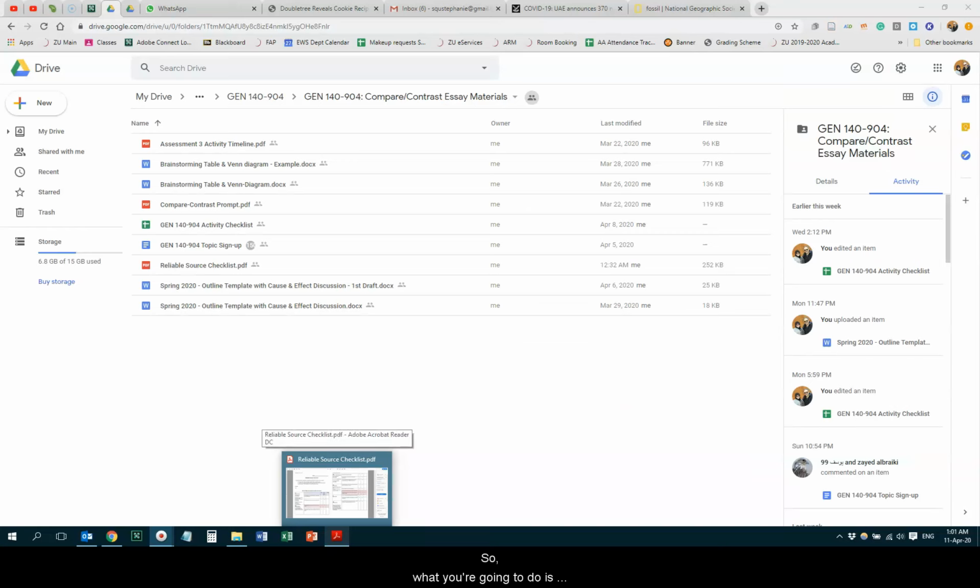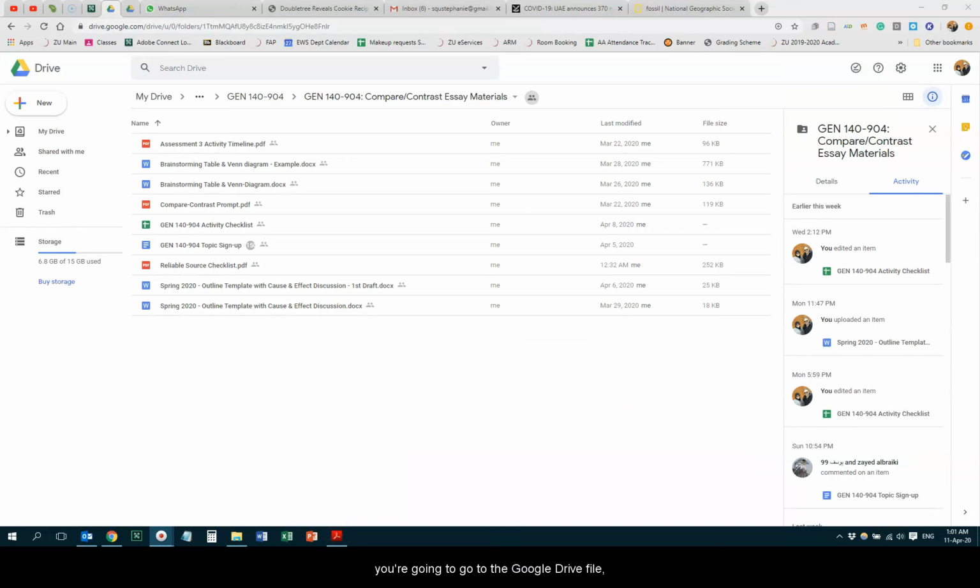So what you're going to do is you're going to go to the Google Drive file and open the reliable source checklist, and you're going to complete this for each source that you select for your essay. You should do this checklist before uploading your sources to your own Google Drive file, so that way when I look at your sources, it will be easy for me to determine whether they're suitable for your writing. If they don't meet the checklist, then you shouldn't upload those sources to your file.